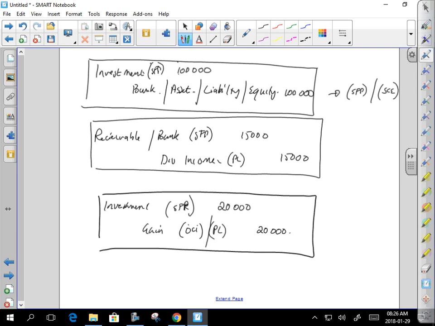IAS 27, we're not talking about any simple investment. We're talking specifically about investments in subs, JVs, and associates. And the choice we're given there in the separate financial statements is you can account for it as if it was a financial asset in terms of IFRS 9. They're quite clear that you will always account for the dividends like that. So dividends will always be just other income in profit or loss.